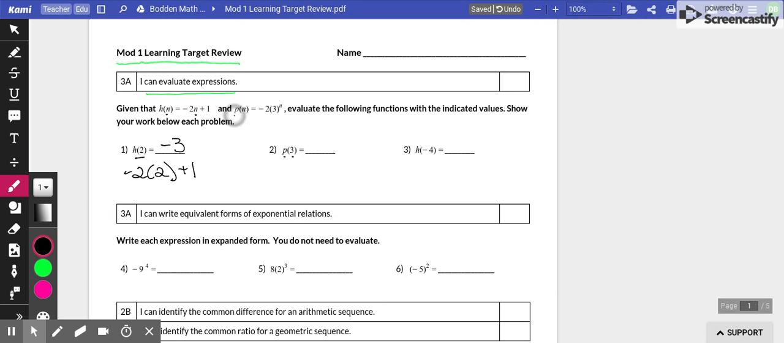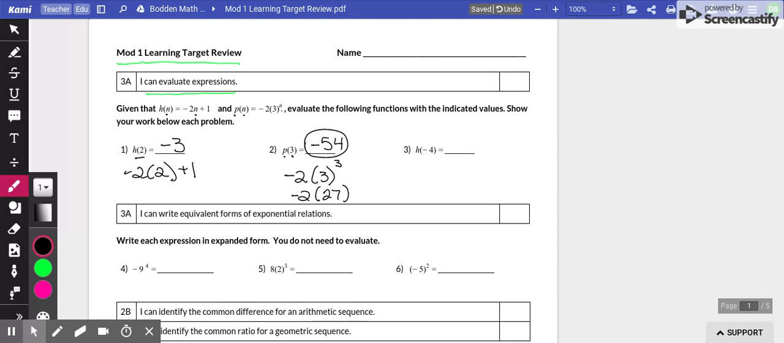Next, I have p of 3. That means I'm going to come up here to the p function. And anywhere I see an n, I'm going to put a 3. So negative 2 times 3 to the n, which is 3. So that's negative 2 times 27. So the answer is negative 54.